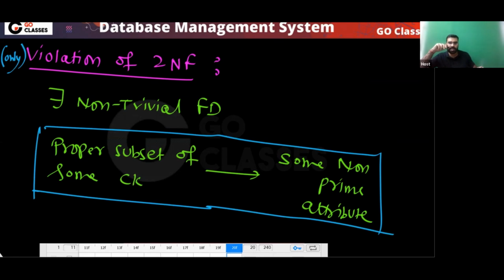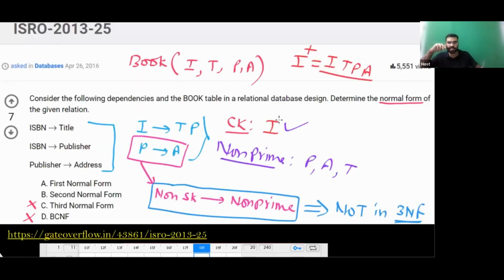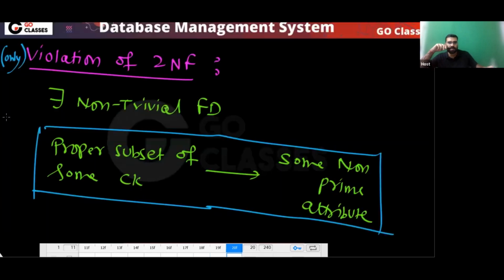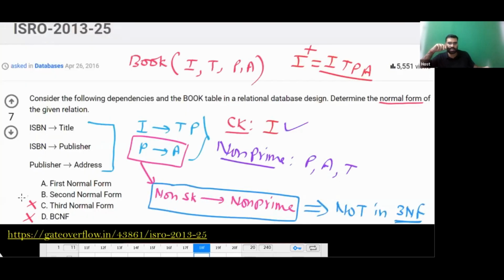So you can clearly see that if your candidate key is a single attribute, if it is simple, not composite, then a proper subset does not exist. Yes or no? A proper subset of this I cannot determine a non-prime attribute. So definitely this is in second normal form. So this relation is in second normal form, but it is not in third normal form. The violation of third normal form is this.